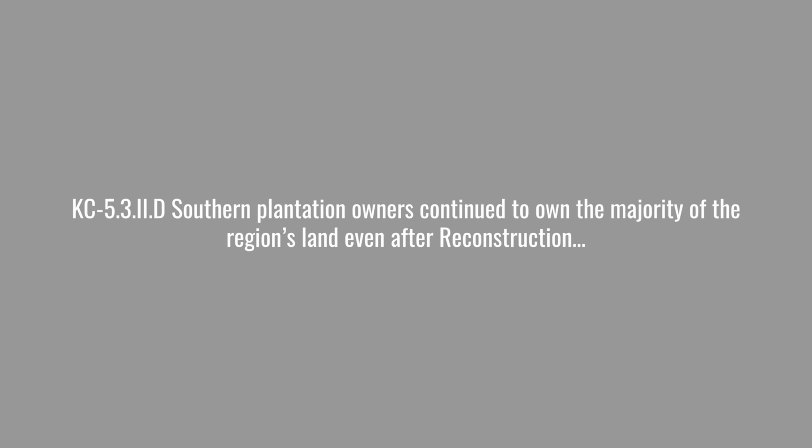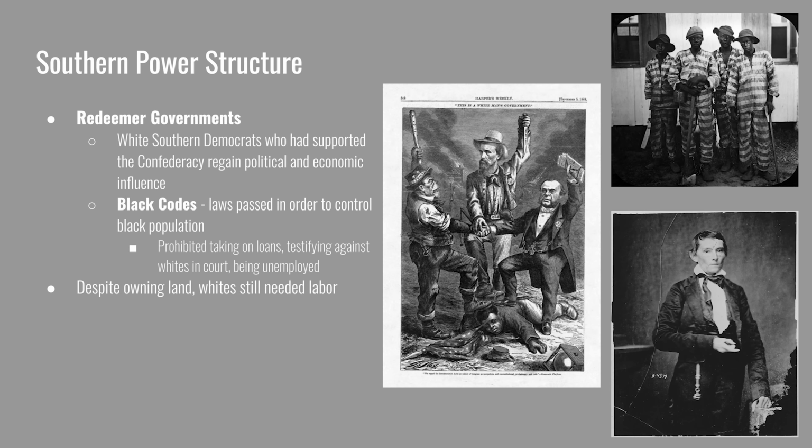The first part of the first key concept is Southern plantation owners continued to own the majority of the region's land even after Reconstruction. After Southern states earned readmission into the Union and Reconstruction was over, white Southerners slowly get back into the positions of influence that they had before the Civil War. These democratic states are said to be redeemed.